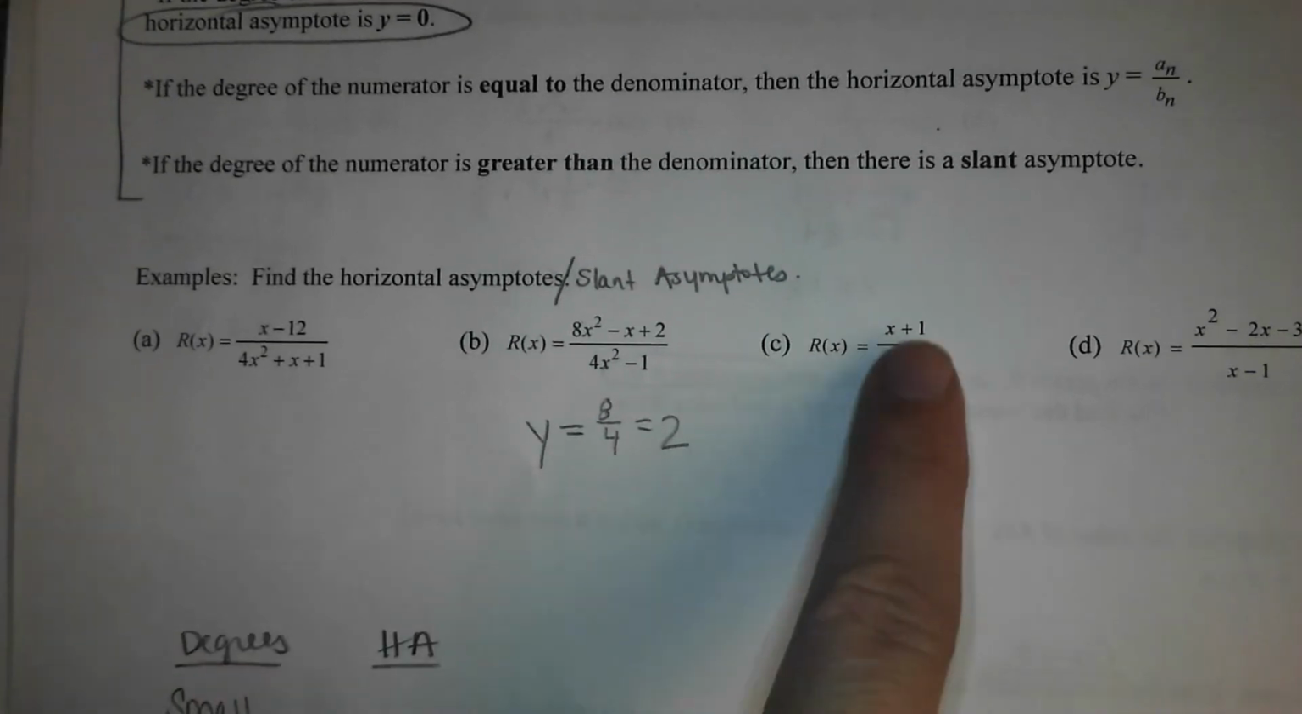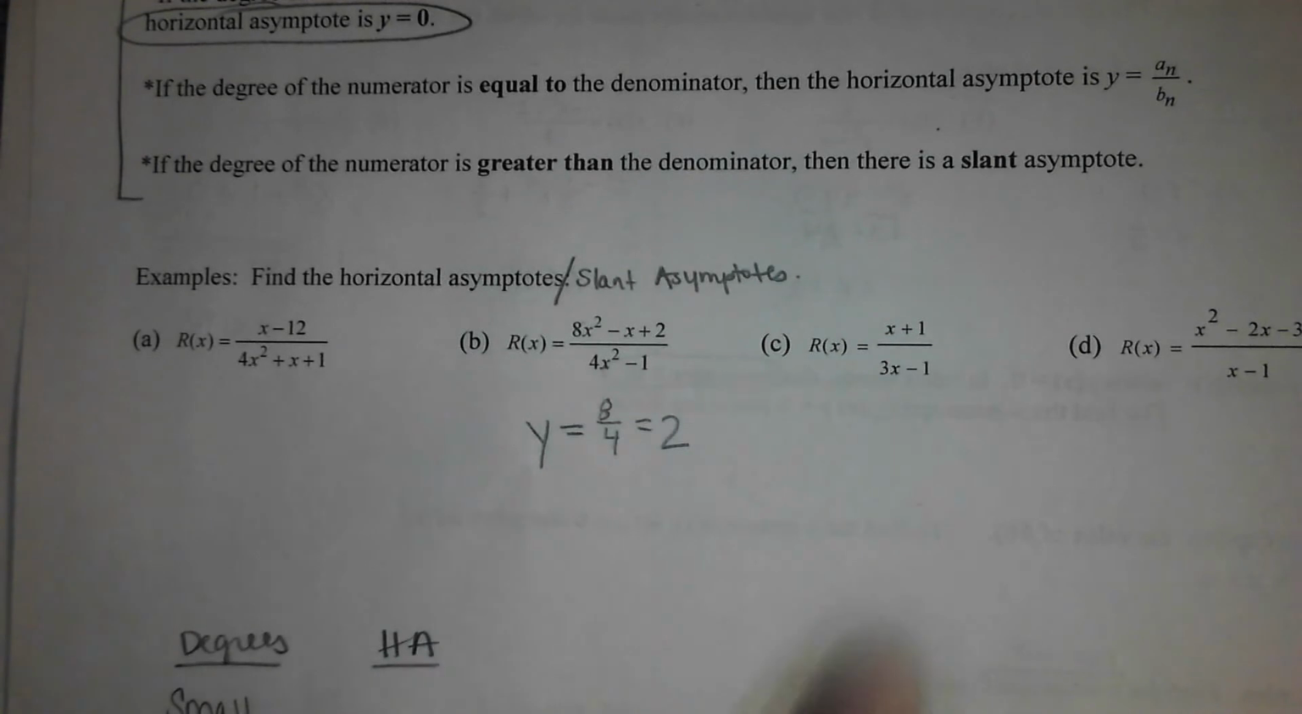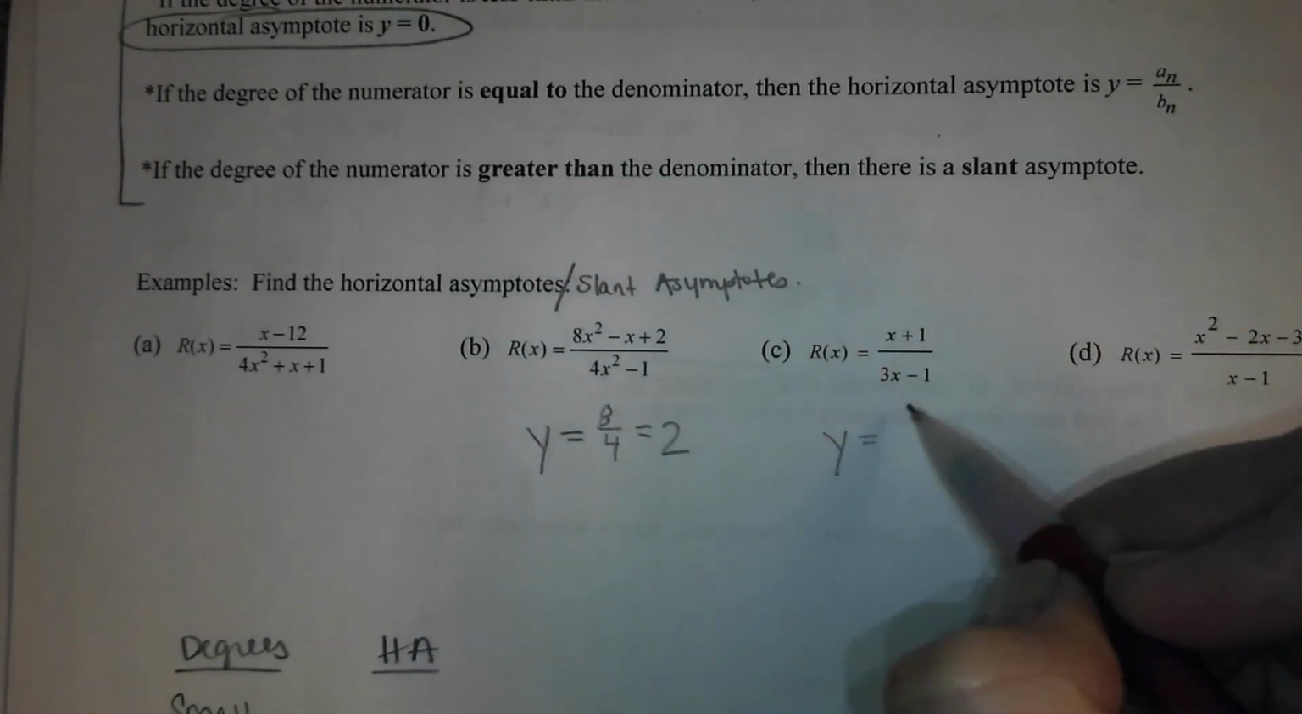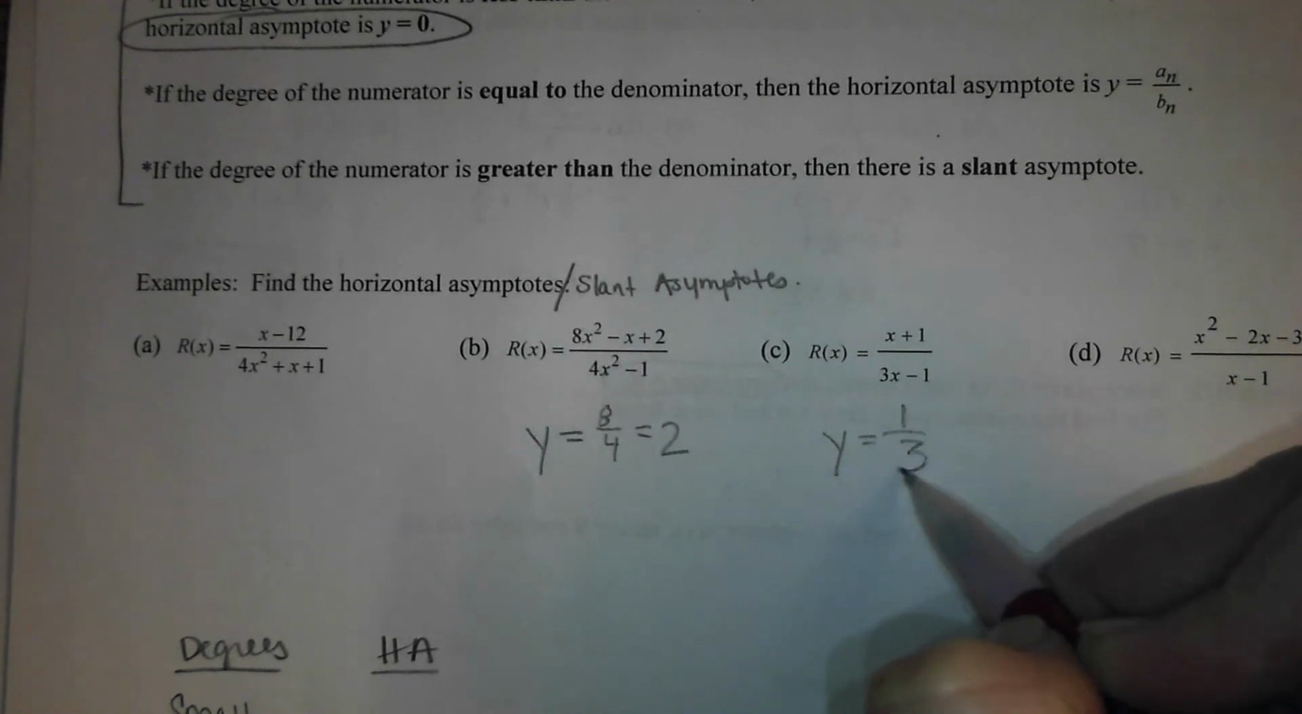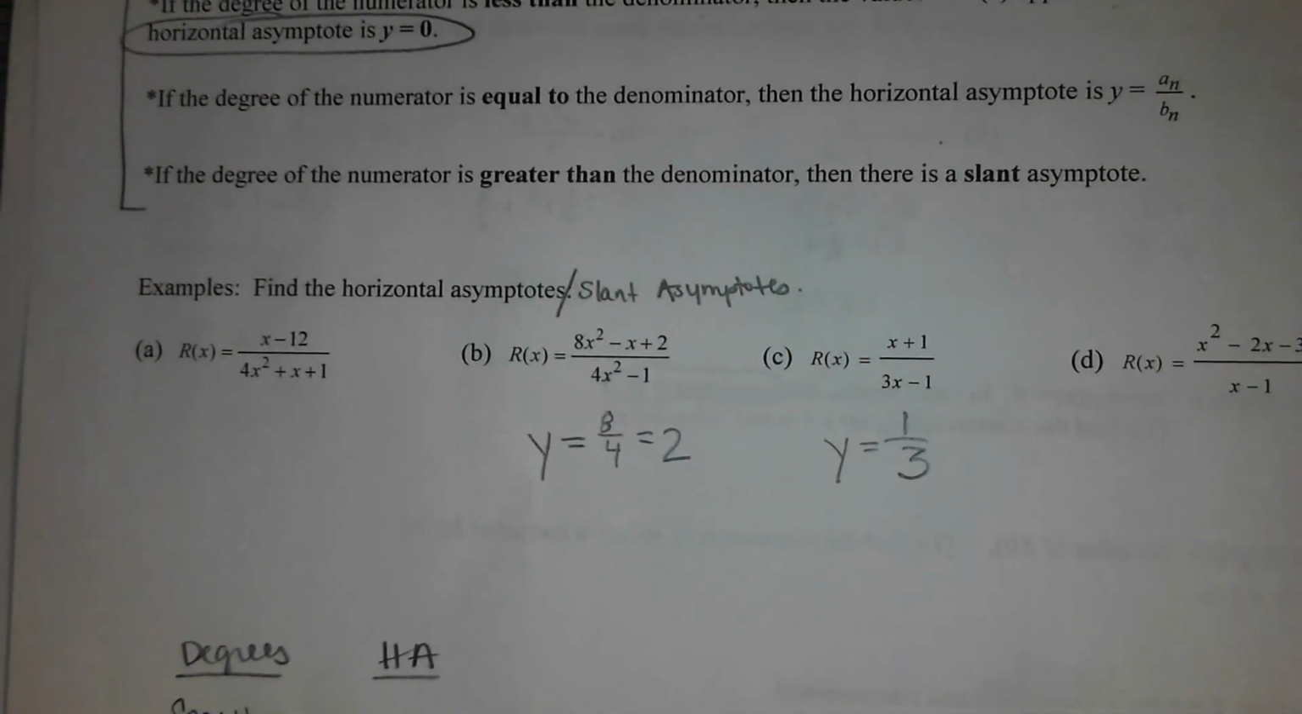C is also degree of 1 over degree of 1. So your coefficients are what over what? 1 over 3. Good.